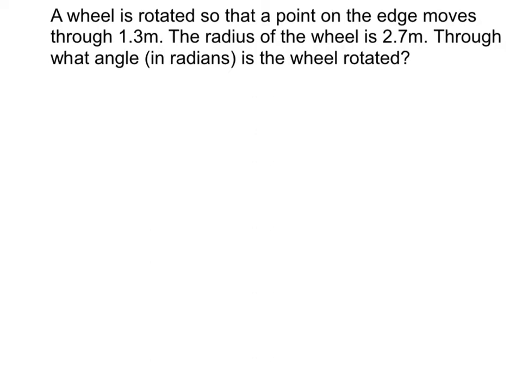First question, a wheel is rotated so that a point on the edge moves through 1.3 meters. That would be your distance. The radius of the wheel is 2.7 meters. Through what angle in radians is the wheel rotated?